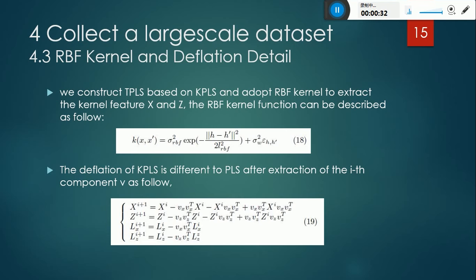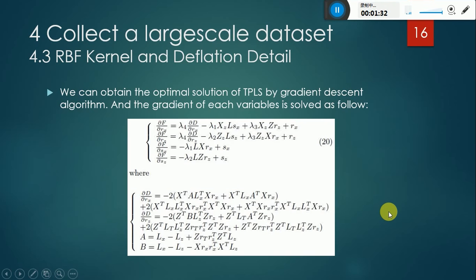As I just said, our model is based on kernel partial least squares, and we choose to use the RBF kernel to calculate the kernel features for the images and text, as Equation 18 shows here. Then I'd like to say something about the definition of the KPLS, which is different from the PLS, and you should pay attention to here. This is the place that shows why the label space will be different in the iterative process.